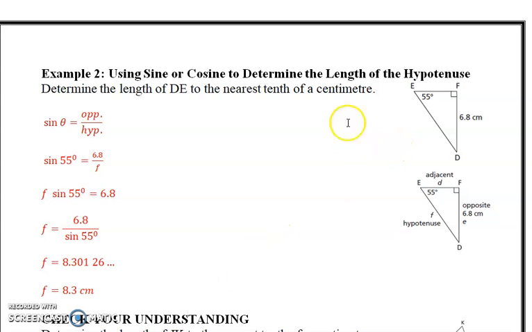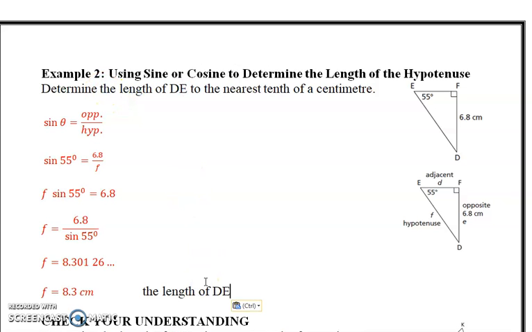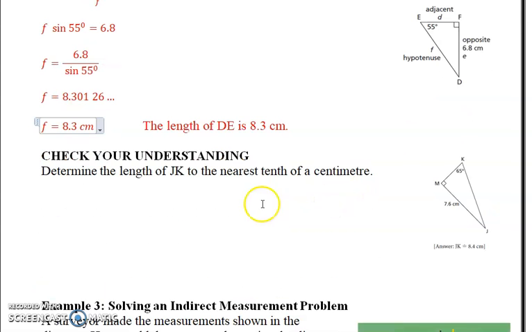So the length of DE is 8.3 centimeters, because length DE is equivalent to f. We just use f instead of having so many variables in there. Again, it's just preference, it's not a big deal. Whatever you're comfortable with.